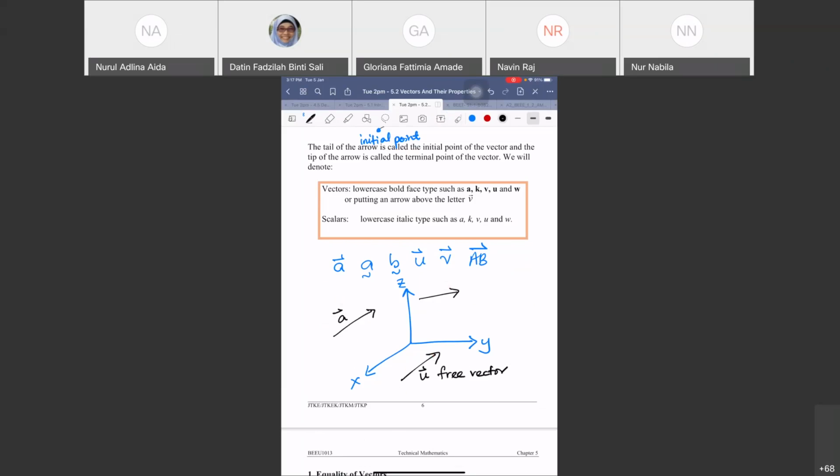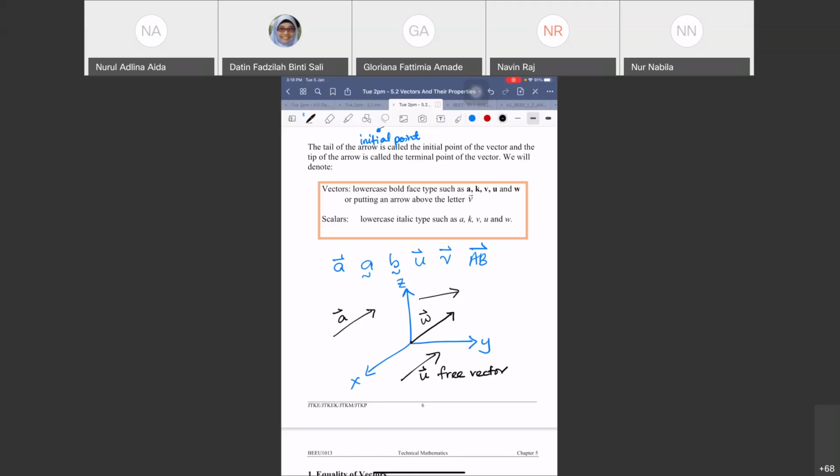Sometimes they call it a displacement vector. That means it can be anywhere in the three-dimensional space. So that is what we sometimes call a free vector, or you may encounter the term displacement vector. But if there's a vector whose initial point is at the origin, like this, let's say this vector W, the initial point is tied to the origin. The initial point is at the origin.